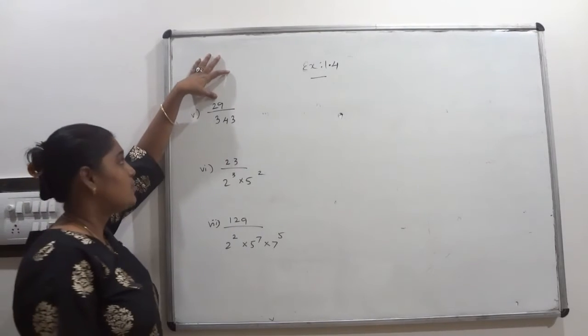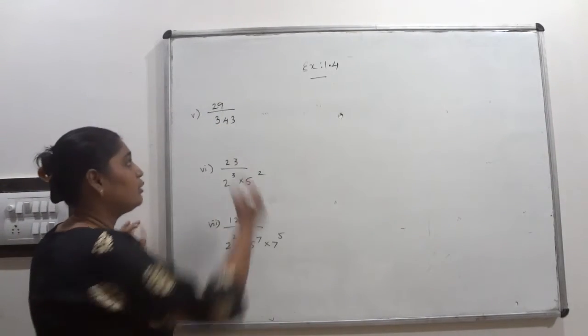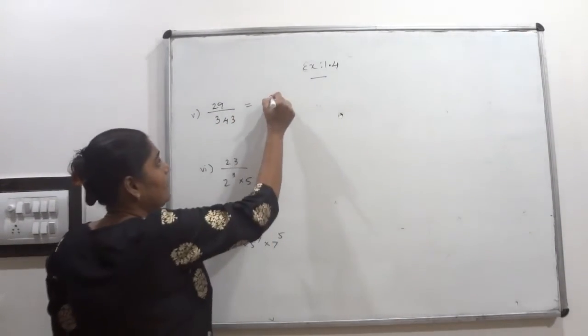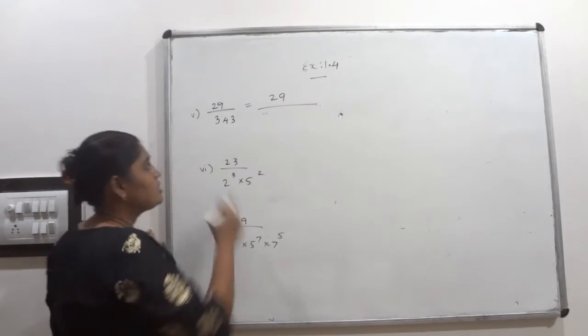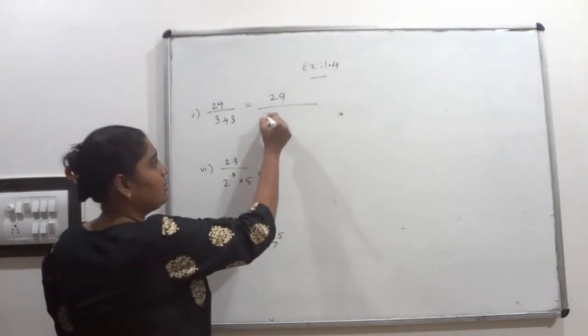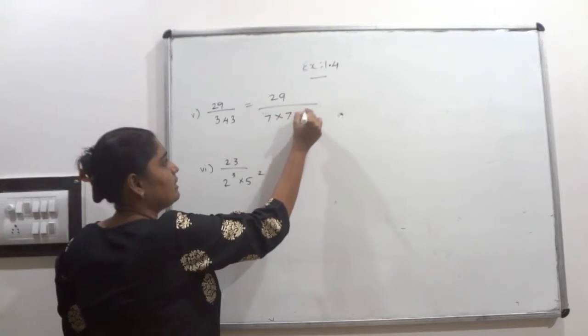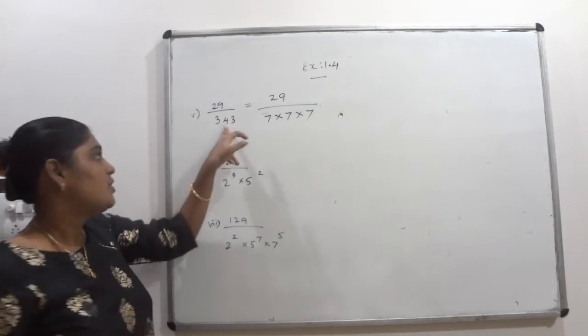Fifth one, 29 upon 343. Find out the prime factors of 343. 29 already prime, so leave it. Write it here 343. We can write it 7 into 7 into 7. 7 power 3 is 343.